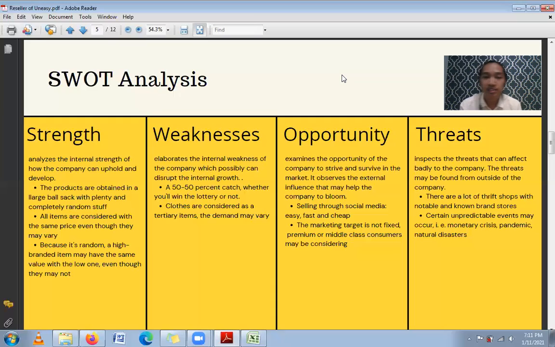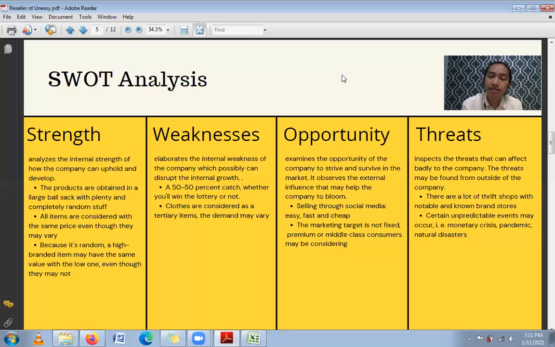even though it is necessary. But at least we could still achieve some profit through it. And then the marketing target for this company is not fixed. So whether premium or middle class consumers may be considering to buy this. So yeah, the target is wider.